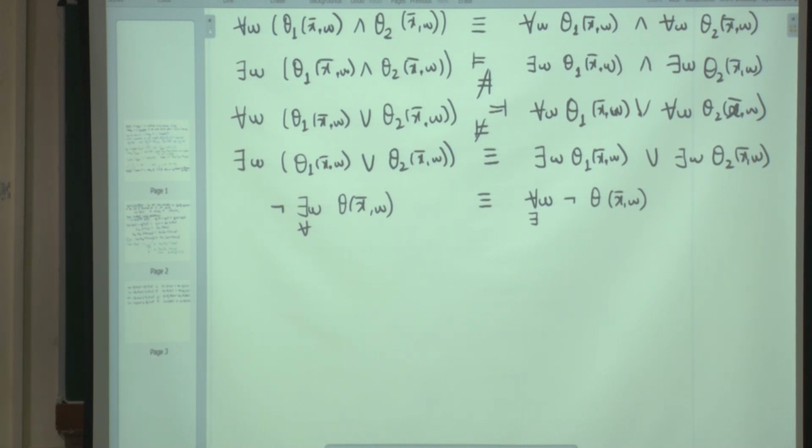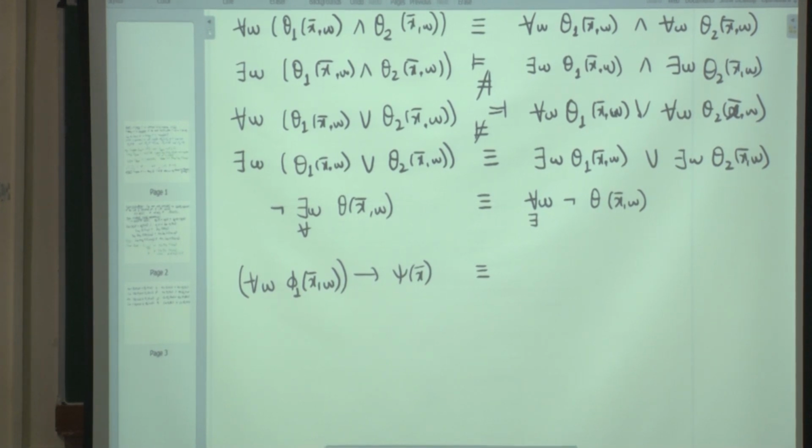Okay, now what if I tell you this? For all W, phi 1 x bar W implies psi. Is it logically equivalent to something? I mean, psi of x bar. Or can I take that quantifier out and then, yes, how?